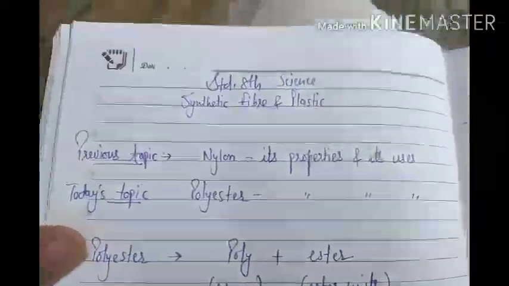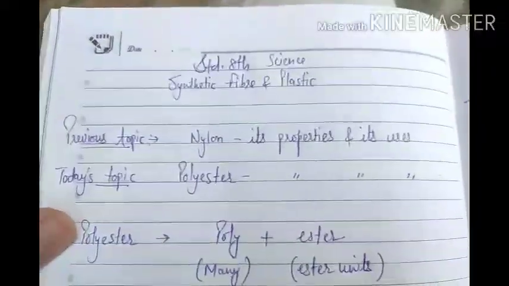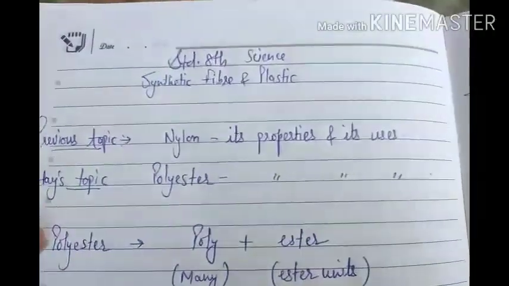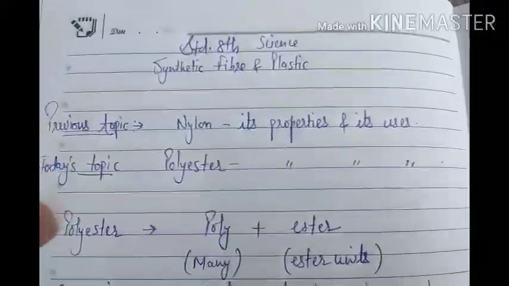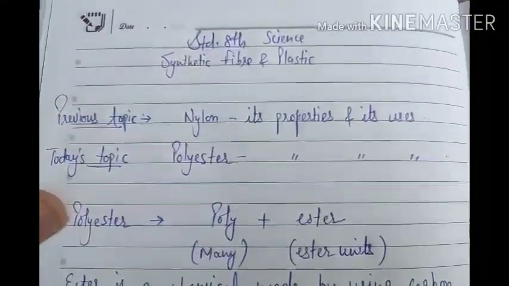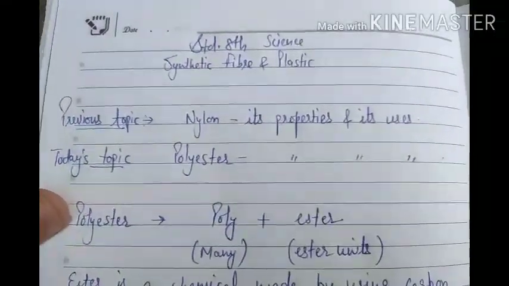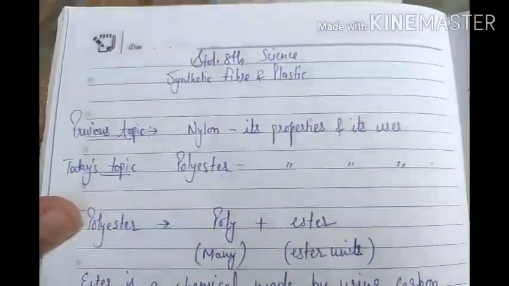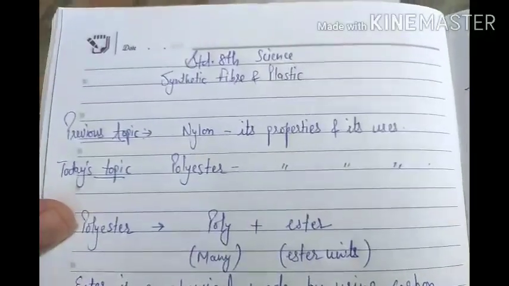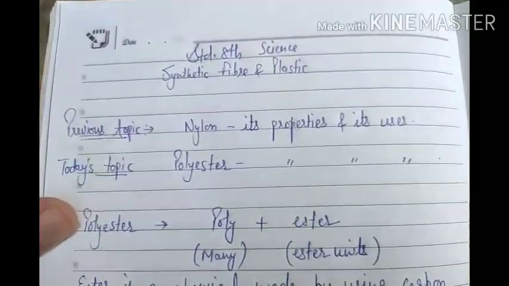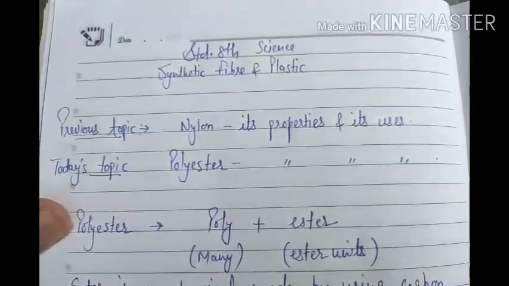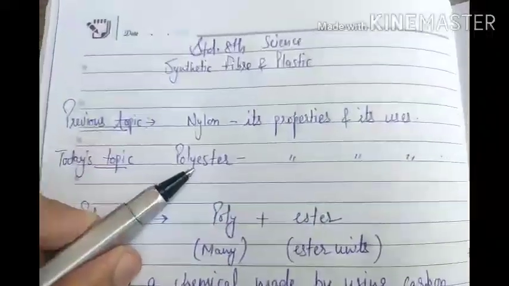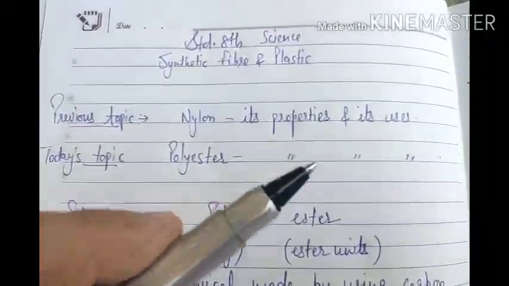As I told you yesterday, about the synthetic fiber nylon, I told you how it is used and what its properties are. I have already told you about rayon, which is also known as artificial silk. I hope you are also studying continuously from your books. So here is today's topic, again a new synthetic fiber, that is polyester. Today we will discuss its properties and uses.